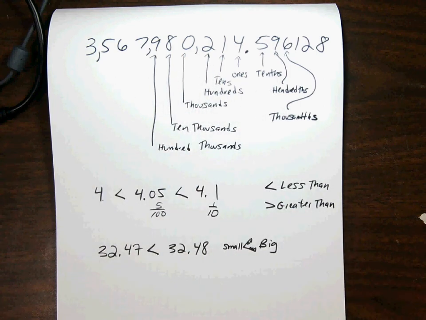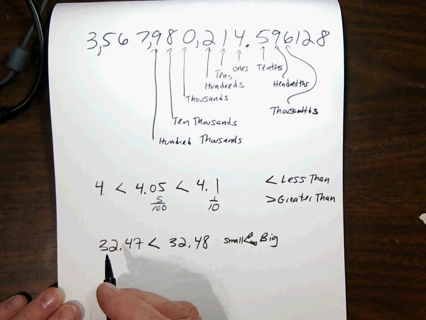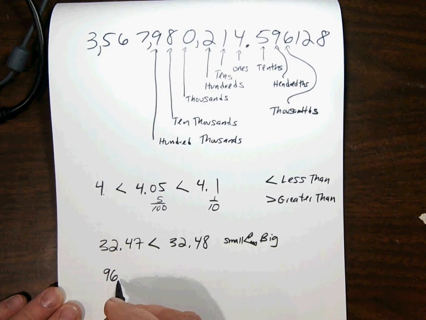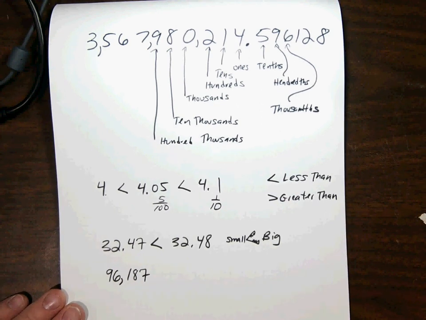Well, let me get a fresh number. Let's say we're going to round a number. I've got a little example here in my book that I'm looking at off to the side. The state of Oregon has a land mass of 96,187 square miles. Okay, we won't worry about the units.